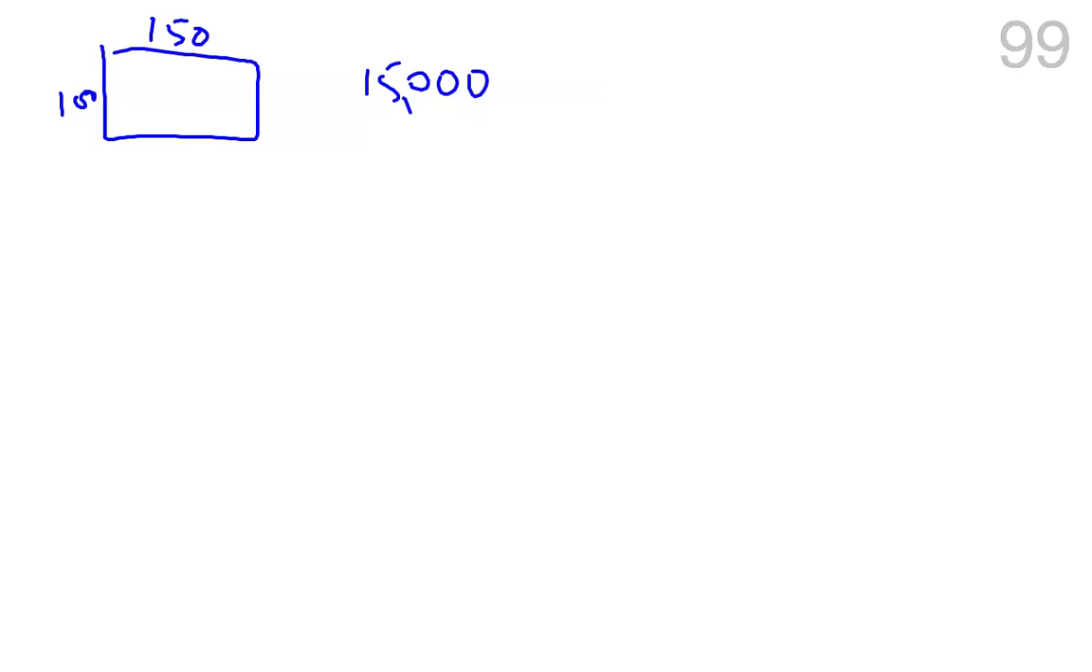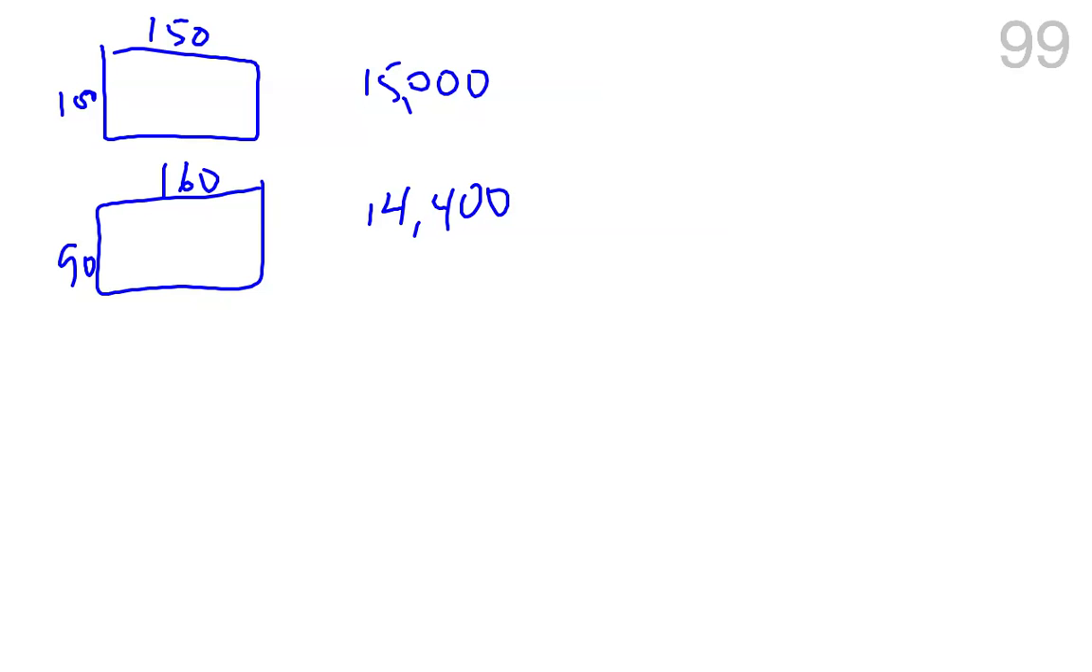Well, you know what, I'm going to do one. Ready? I'm going to do 160 by 90. And let's see what we come up with there. I think that's 14,440. Can somebody check that on a calculator? 160 times 90, I think it's 14,400. Yeah? Okay.